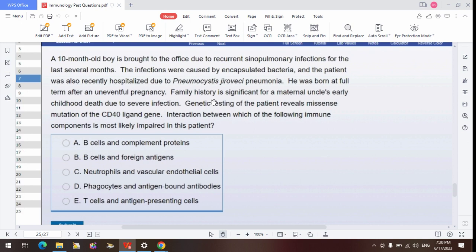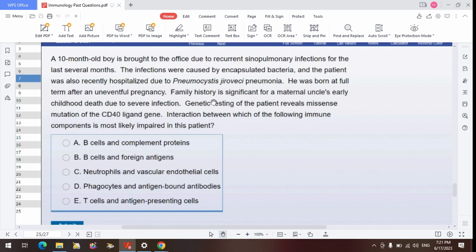Okay, if you have a missense mutation in CD40 ligand, then it should be between activated T helper cells and B cells in B cell activation, or between T cells and macrophages. So let me see.